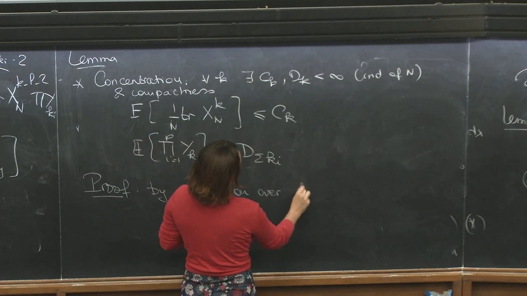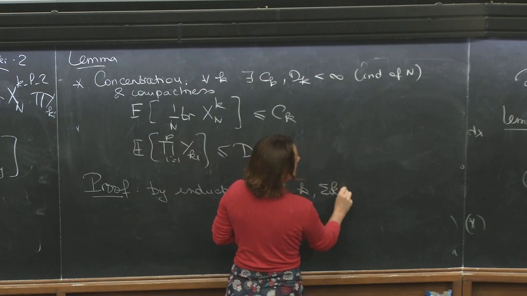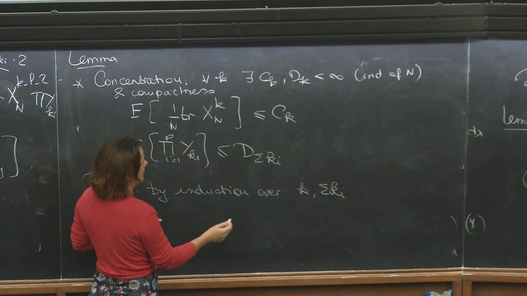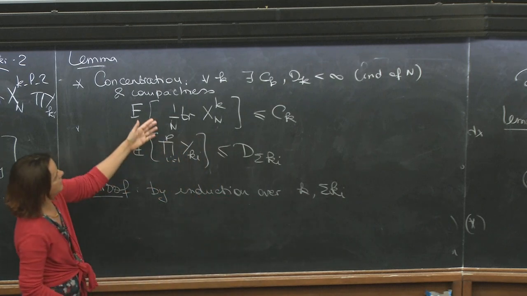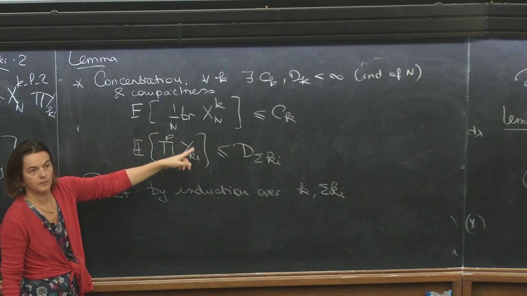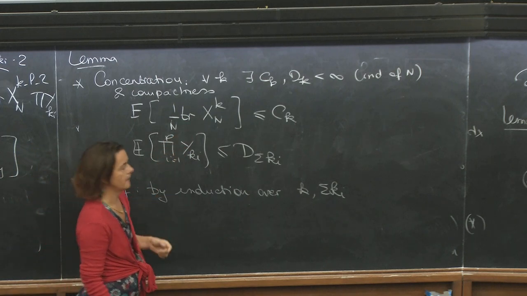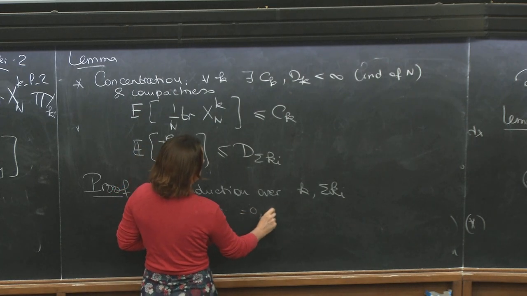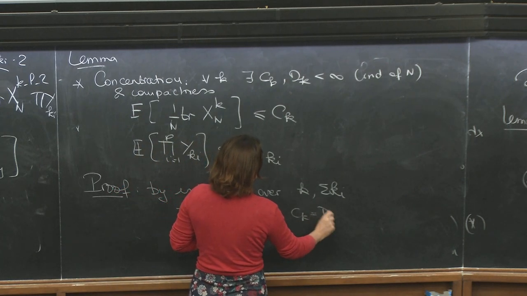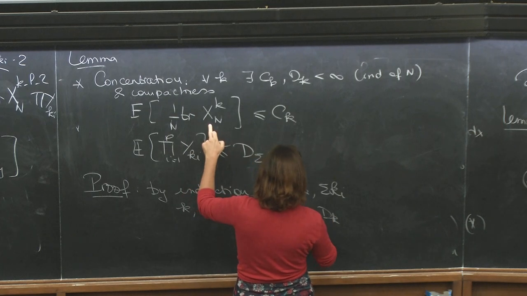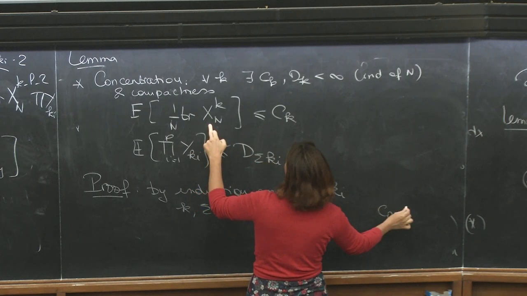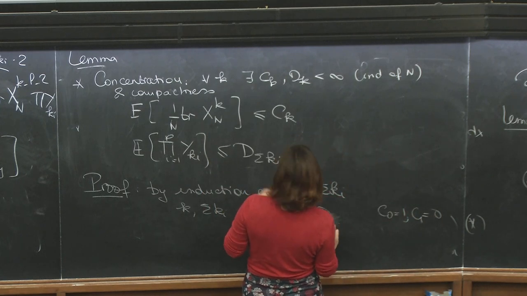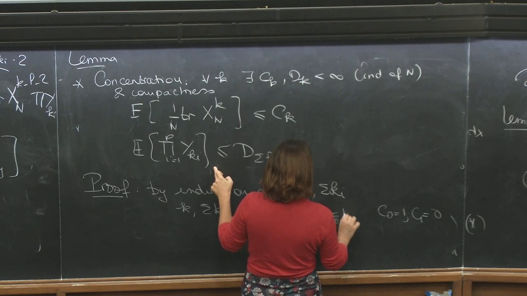Over k and the sum of the k_i. So how do you do that? You look first at the case where this is 0 or 1. If it's 0 or 1, it's very easy because you get 0. So c_0 is 1, c_1 is 0, and d_0 and d_1 are 0.